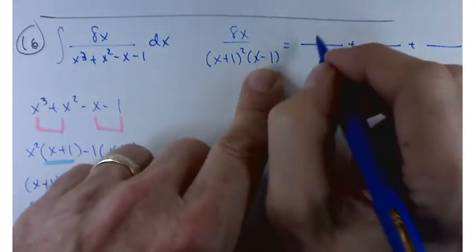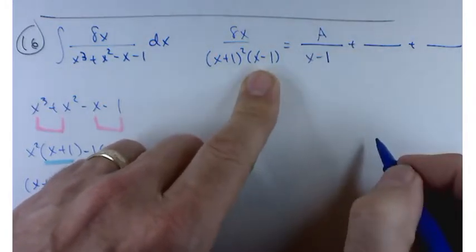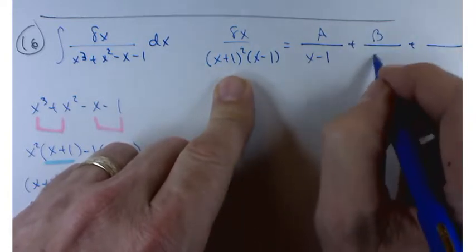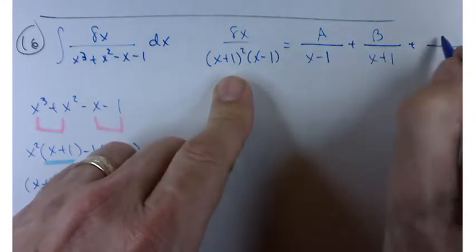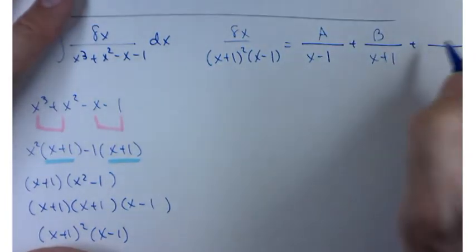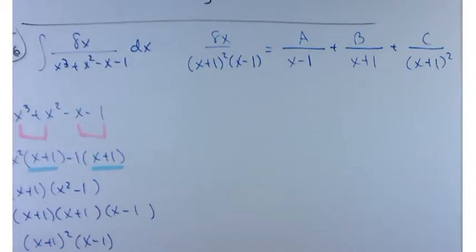Let me start this way. A over x minus 1. B over x plus 1. Go ahead. C over... Perfect. C over x plus 1 squared. So, nice.